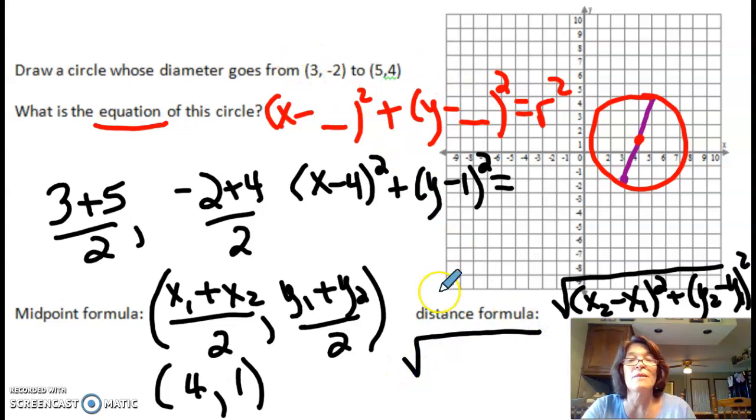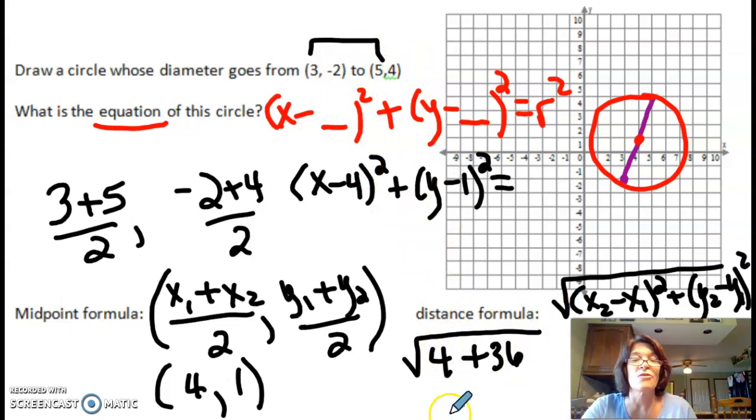Okay, so what's this? 3 minus 5 if I subtract the x's. 3 minus 5 is -2. -2 squared is 4. The y's, I'm subtracting them. -2 minus 4 is -6. Squared is 36. It doesn't matter what order. If I would have done 5 minus 3, that's 2. 2 squared is also 4. If I would have done 4 minus -2, that's 6. 6 squared is also 36. Okay, you're squaring it, so it doesn't matter the order that you subtract. So this is what, square root of 40? So now I know this distance is the square root of 40.